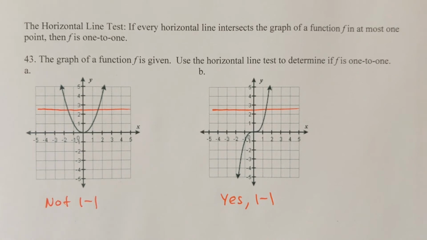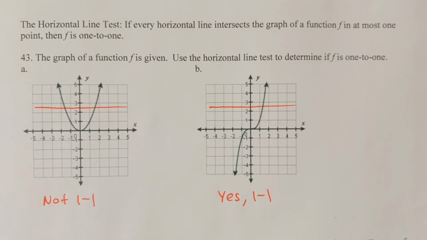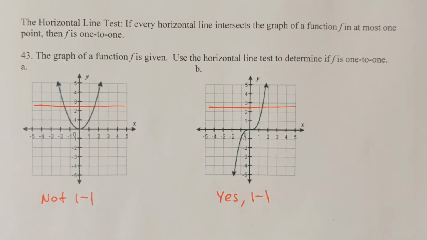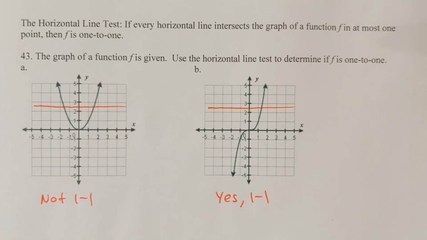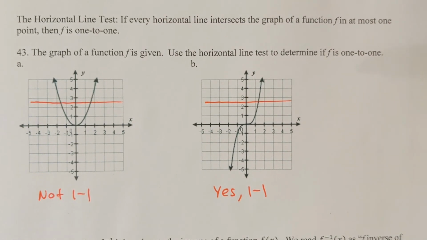The next thing that we'd like to know is what's called the horizontal line test. Now, we talked about the vertical line test with functions. We've used that a lot, right? When you draw a function, you need to make sure it passes the vertical line test. The horizontal line test pertains to a one-to-one function. It says if every horizontal line intersects the graph of a function f in at most one point, then f is 1-to-1.